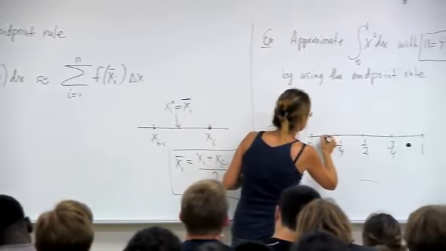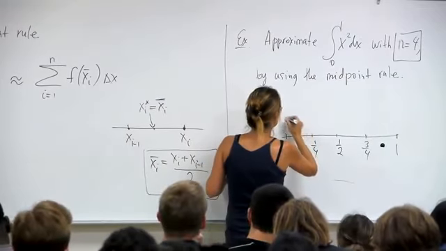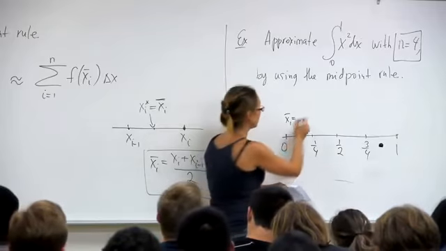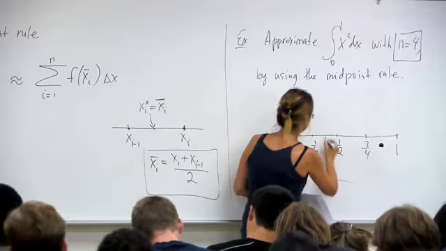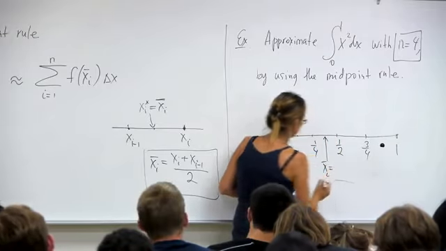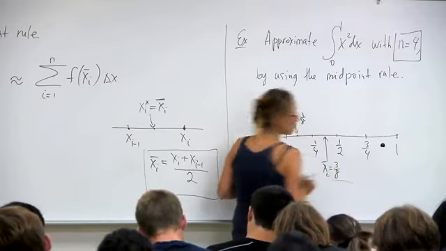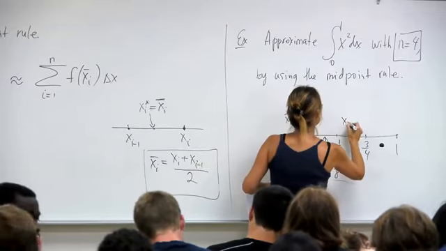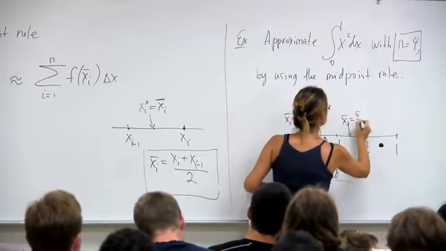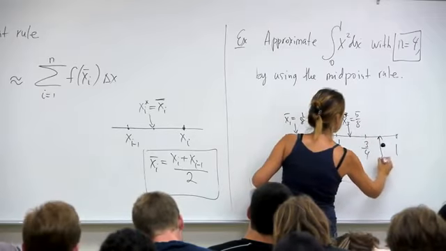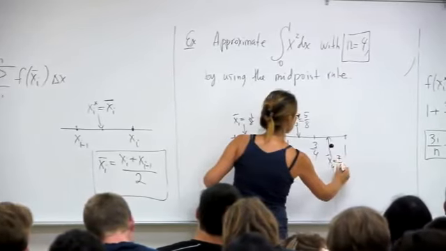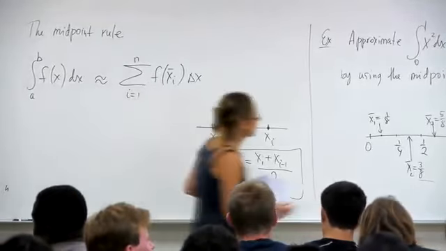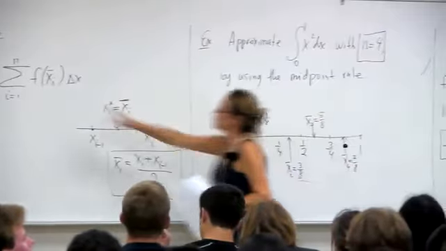Now we have to find the sampling point, which has to be the middle point, because we're using the midpoint rule. So this one here, x1 bar, what is it equal to? 1/8. Okay. x2 bar is 3/8. x3 bar is 5/8, and x4 bar is 7/8. Questions? So we know our points. Just put it here.